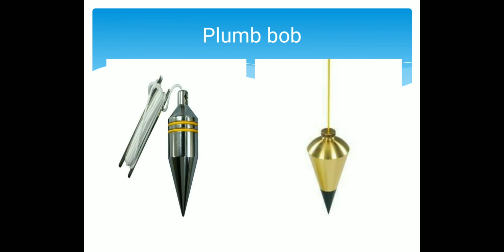Plumb bob. Plumb bob is mainly used to locate the station point. It is generally tied from the top portion, and the lower end of the plumb bob is made to touch the ground, mainly used for transferring the point to the ground.